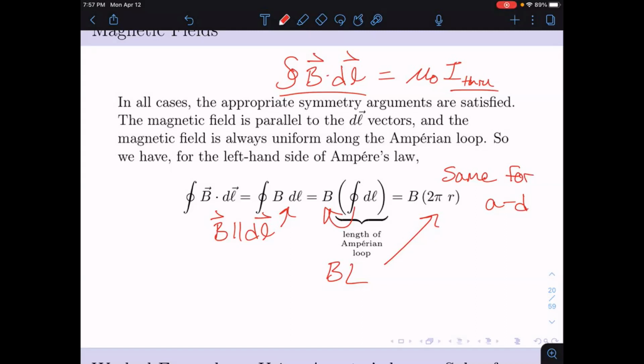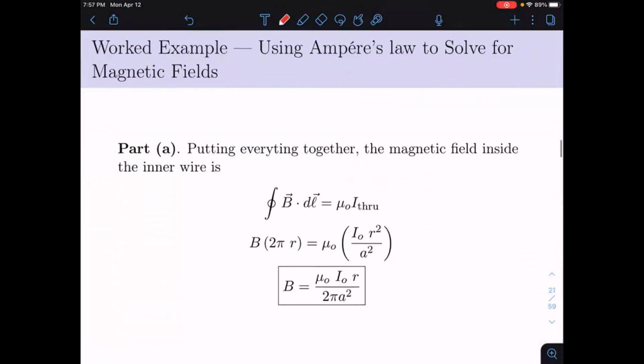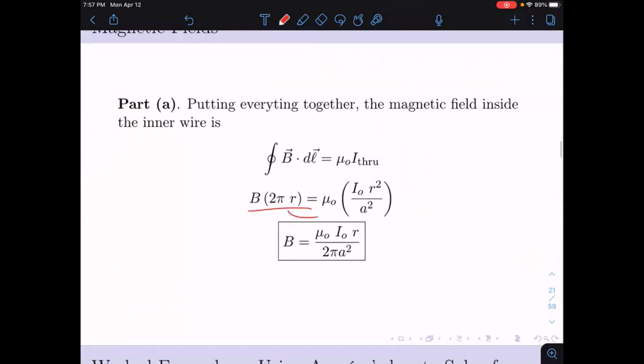2 pi r is just constantly 2 pi r, right? Nothing fancy going on there. Should always just be 2 pi r. Okay, so the next 4 slides are just us plugging in this 2 pi r over here and then moving it over, right? It's literally a simple division.